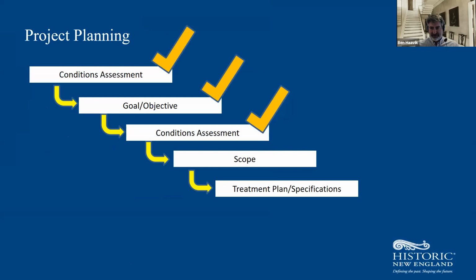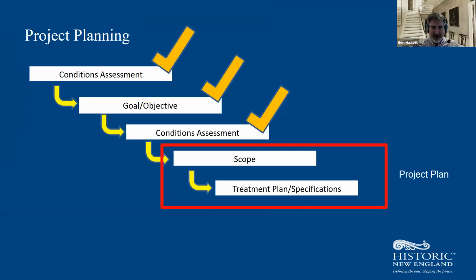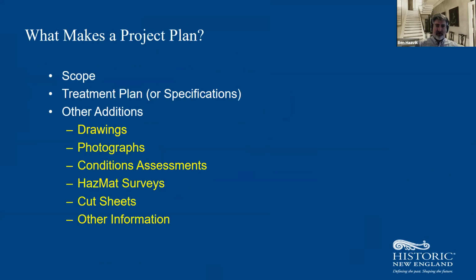All right, here we are. The last 2 items, scope and treatment plan. And I'm going to call that the actual project plan stage. So what makes a project plan? It's that scope and treatment plan, and then it's a whole bunch of other things like drawings, photographs, condition assessments. All of this is what you're getting to, so you can hand it off to a contractor and say, this is what I want you to do at my site.